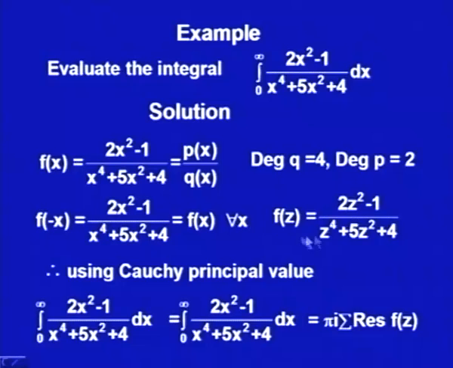where f z is the corresponding complex function. So what will be my f z? The corresponding complex function is 2 z square minus 1 upon z to the power 4 plus 5 z square plus 4. What now remains to evaluate this integral is that we have to find the residues of the function f z. So let us find the residues of the function f z.